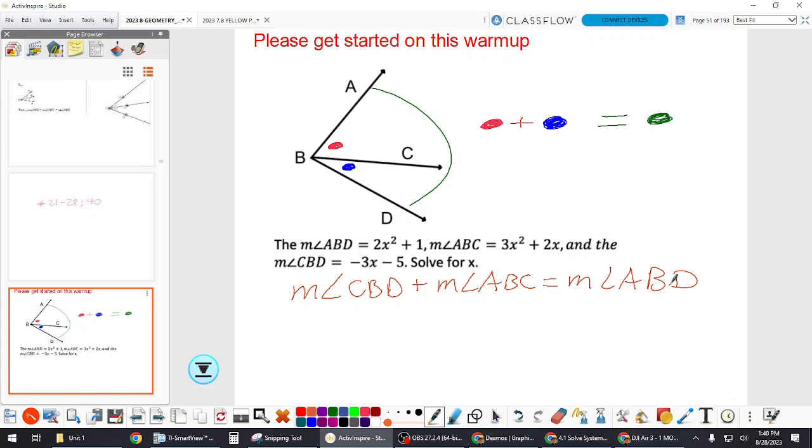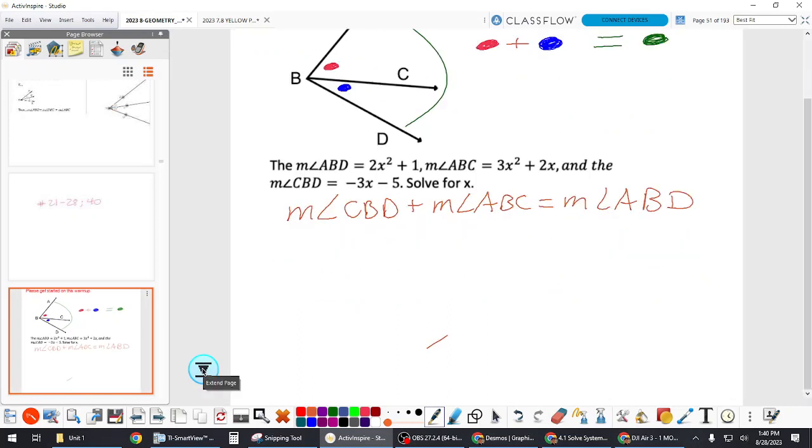Now we switch into algebra mode, which means let's substitute what the algebra is for these and solve. We were told a measure of angle CBD is negative 3x minus 5. So that was this one. Measure of angle ABC is 3x squared plus 2x. And the measure of angle ABD, we were told, is 2x squared plus 1. Okay?